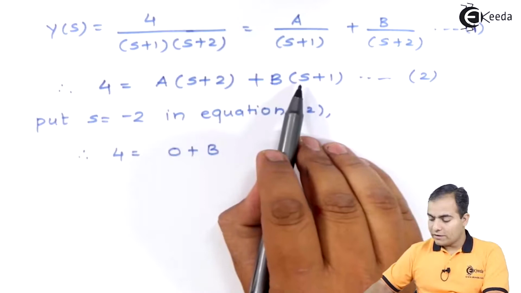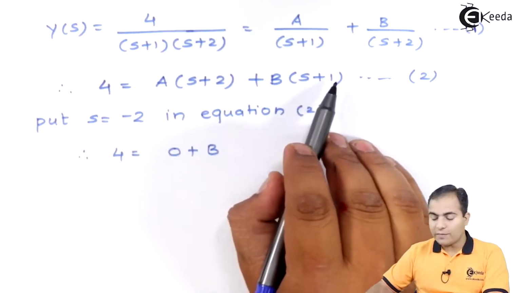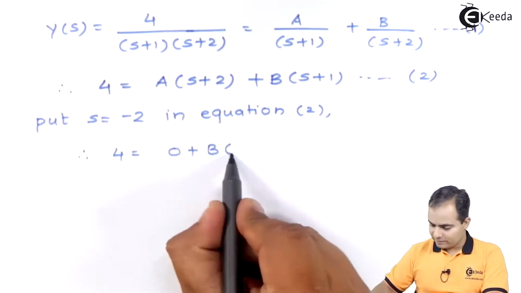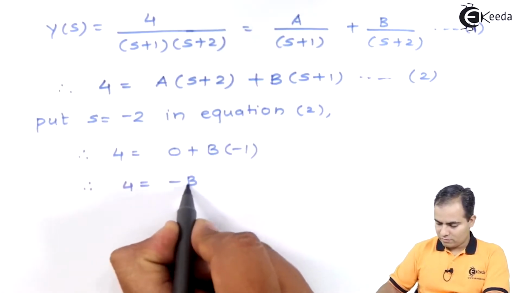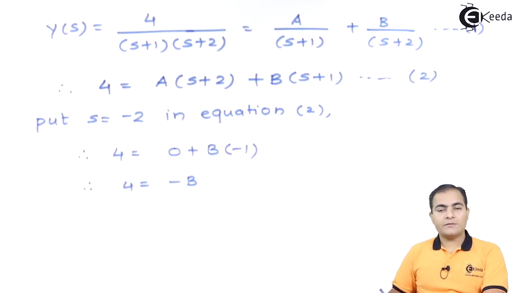And now this s is replaced by minus 2. So minus 2 plus 1, the answer is minus 1. Now if you multiply both the sides by a minus sign, then of course what you will get? B is equal to minus 4.